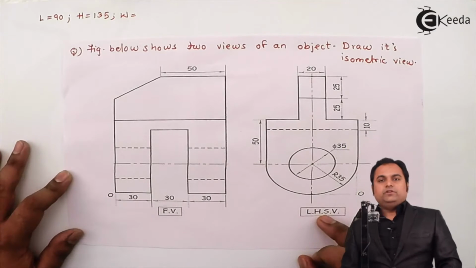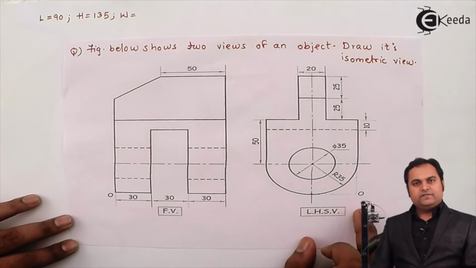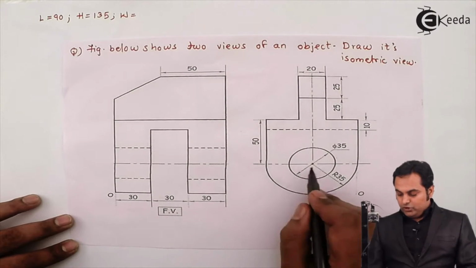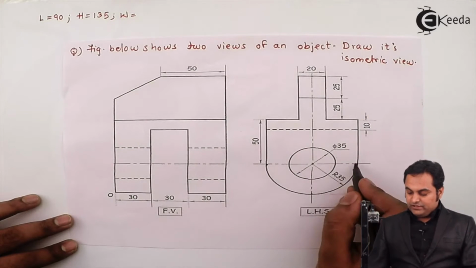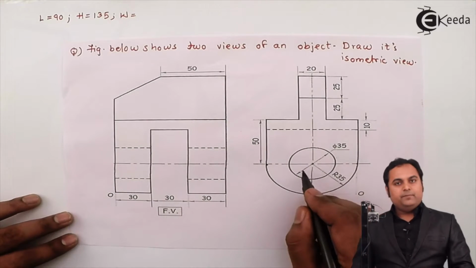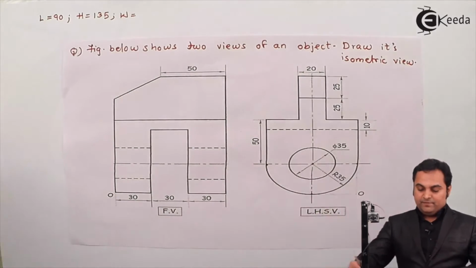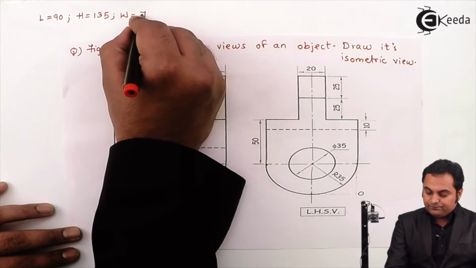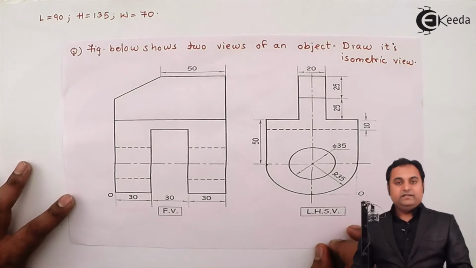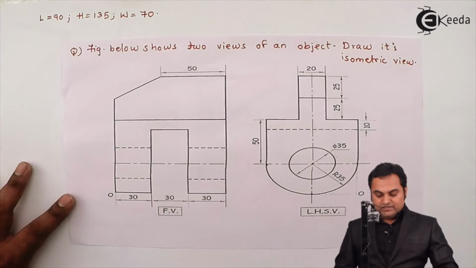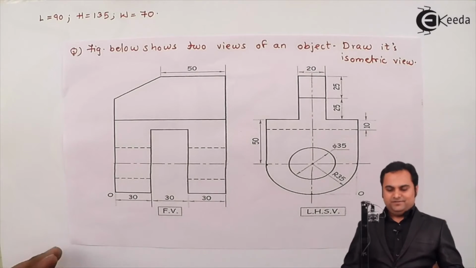And the total width is not visible in the front view, but it will be there in the side view. So the width of the object is from this end to here, that is having the maximum width, and I can say it is equal to the diameter of the semicircle. So if radius is 35, this diameter is 70 mm, that is the total width. Now once I know the total length, height and width of the object, I can start with the isometric projection and explain it step by step. So let us get started.